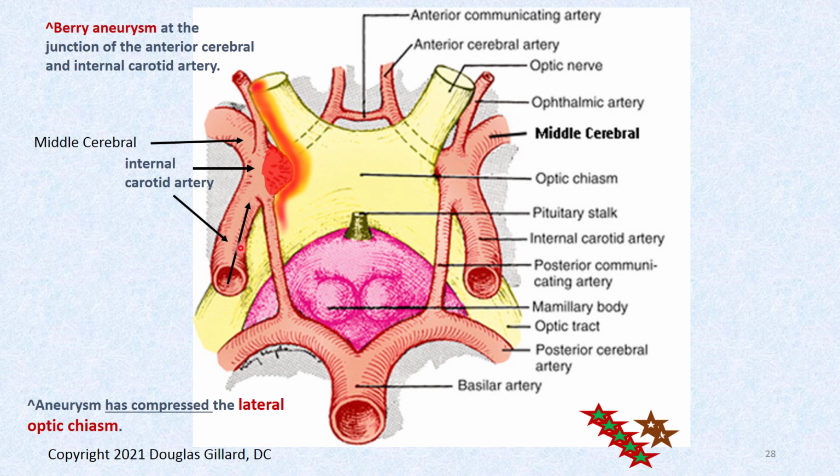And the middle cerebral artery would be right here. And we also have the posterior communicating artery. It's almost a confluence here, right? But if you get an aneurysm here, it can push into the optic chiasma, the lateral portion of the optic chiasma. And yeah, this supplies the lateral part of the retina with sensation.